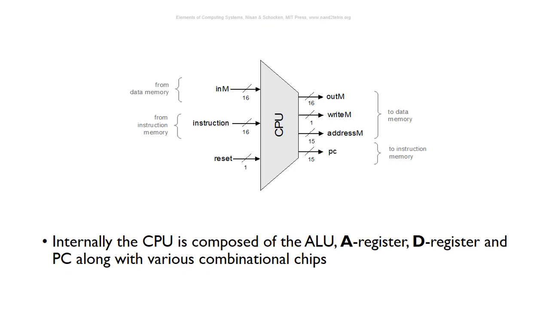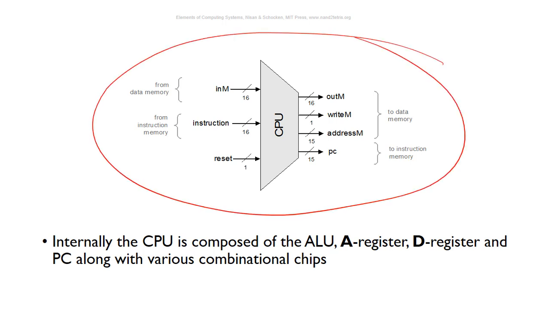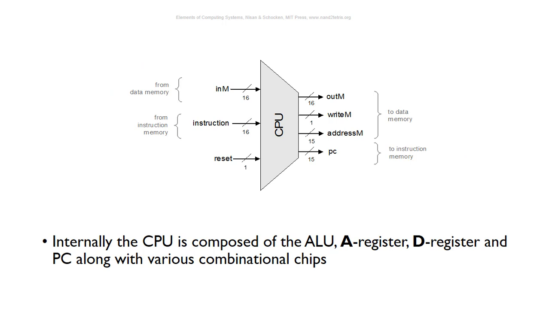We can see that internally the CPU is composed of the ALU, the A register, the D register, the program counter, and then various combinational chips, multiplexers, and so on. This is a top level interface of the CPU. We can read data from the data memory, which essentially comes from RAM. We've got the instruction which comes from the ROM. There's also an external reset, so we can basically reset the computer.